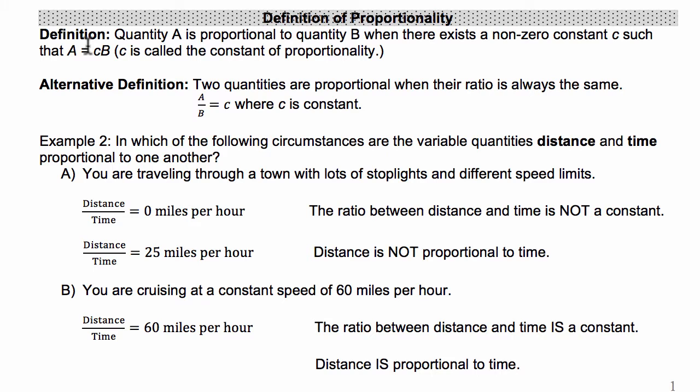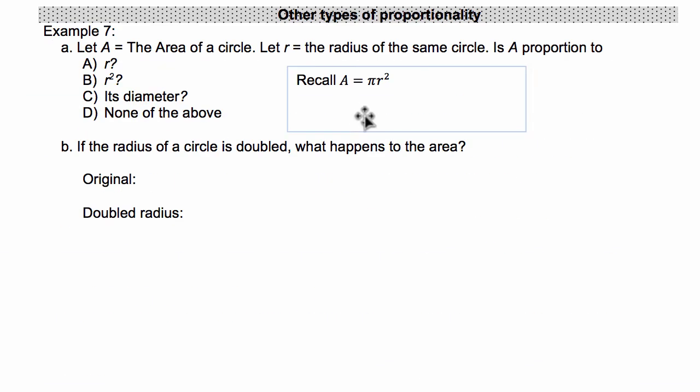By the definition of proportionality, variable quantity A is proportional to variable quantity B when there exists a non-zero constant C such that A equals C times B. In our example, we have A equals pi r squared. This means A and r squared are proportional, and pi, a number that is approximately equal to 3.14, is our constant of proportionality. So once again, the correct answer is that A is proportional to r squared.